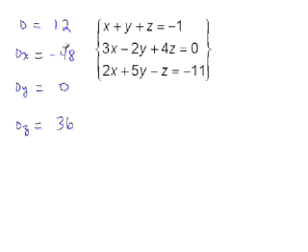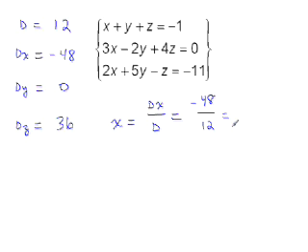Now that we have all 4 of our 3 by 3 determinants solved, we can now use Cramer's rule to solve the system of equations. X is equal to d sub x divided by d. So I walk over to my list. D sub x was negative 48. And we'll divide that by d, which is 12. Negative 48 divided by 12 is a negative 4.